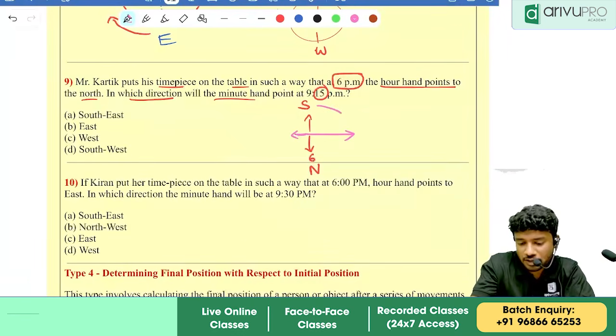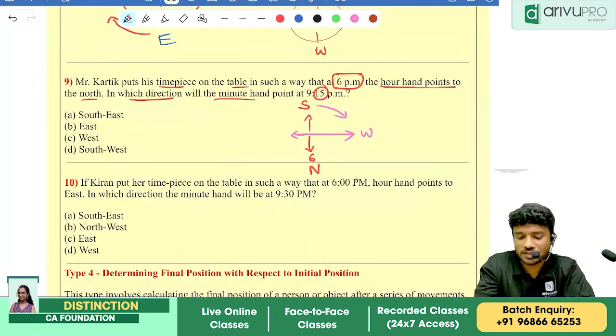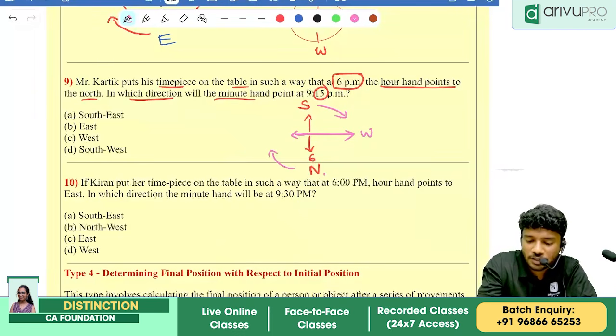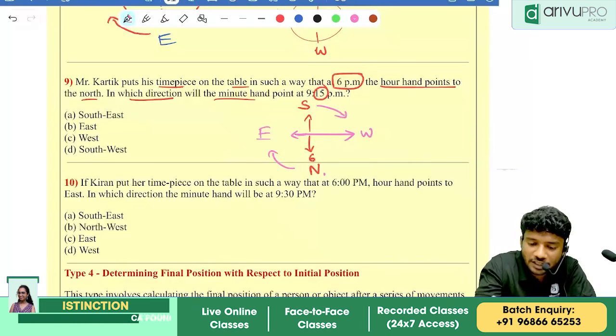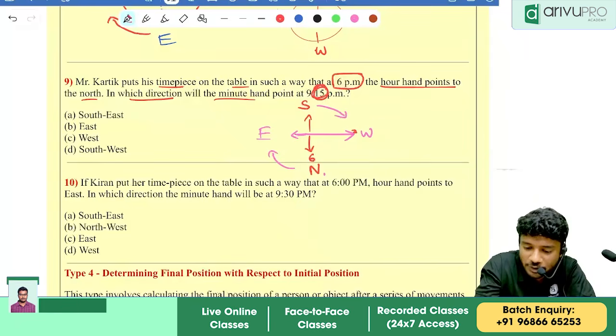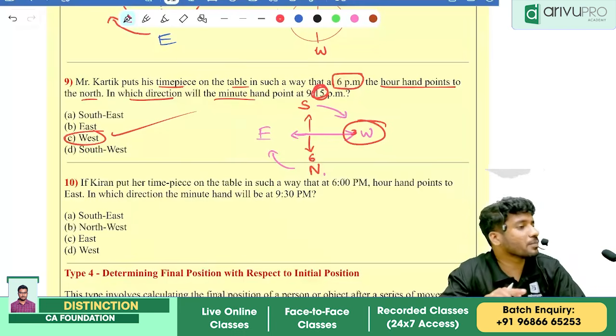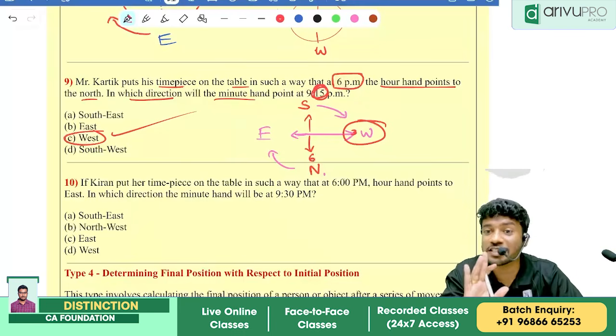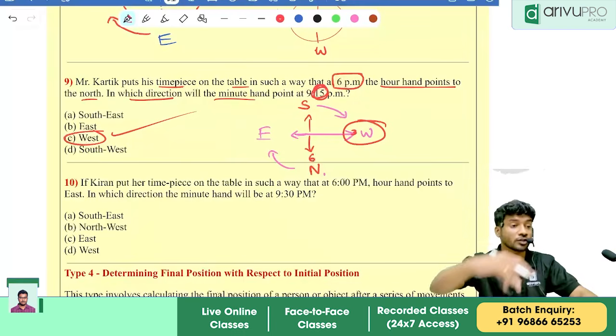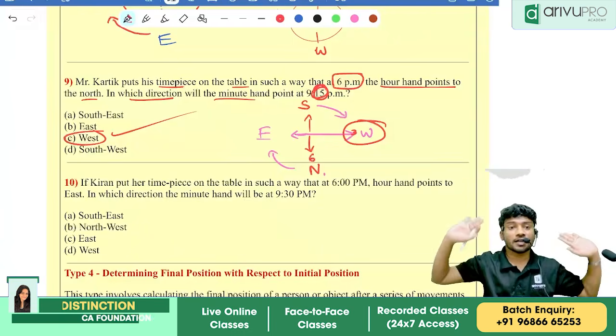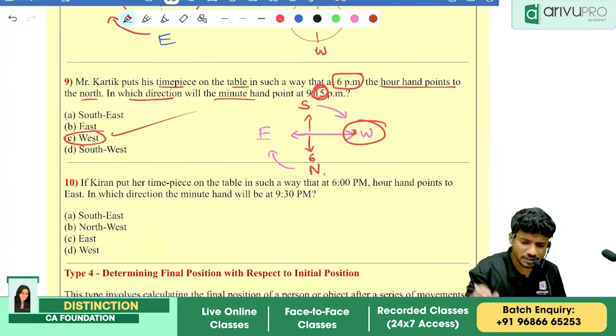People, right of south is what? West. Then right of west is what? North. Right of north is what? East. At 9:15, you tell me, it will be towards 3, right? The answer is west. Understood the meaning? Is it easy? This is the easiest way of studying it. Otherwise, you will draw a lot of things and at the end, you will not get anything. This is the easiest way.